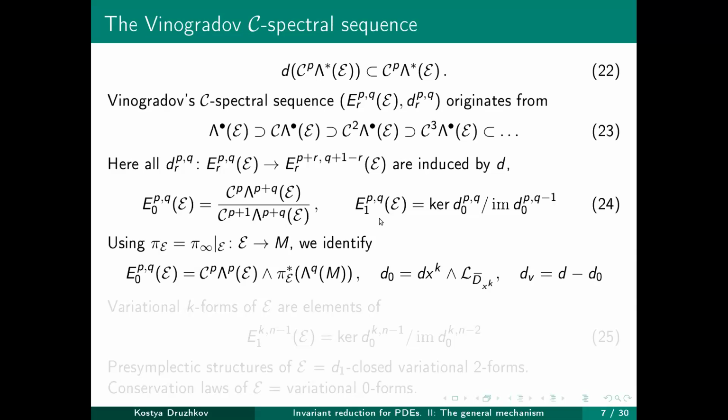The corresponding group on the first page is described as usual as the kernel of the operator modulo the image of the previous operator. And using the bundle structure, we can identify the elements of a group on the zero page with forms that are precisely p times Cartan forms and q times horizontal forms. Actually, this bundle structure is not that important for us today, but it simplifies the description.